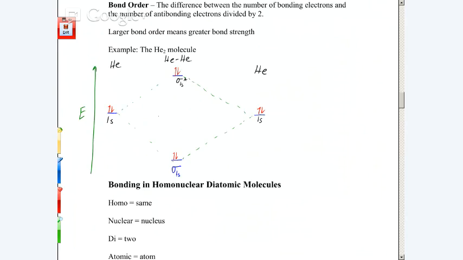Okay, so now here is a complete correct molecular orbital diagram for the dihelium molecule. So what do you think about the bond order? What's the bond order here? Zero, right? Because we've got two bonding electrons minus two antibonding electrons. What does that tell you about this molecule? It doesn't bond, yeah, exactly. So the dihelium molecule actually doesn't exist.